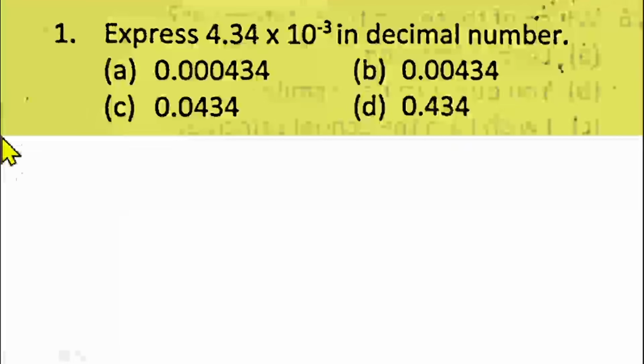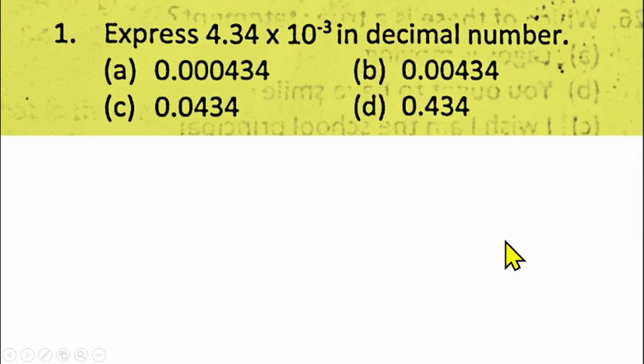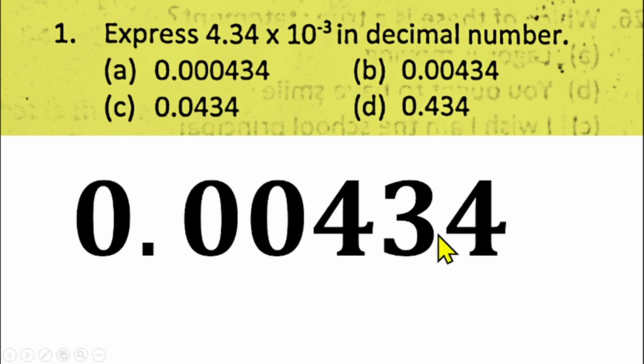Alright, the first question is the one you are seeing on the screen right now, which is the first objective question. The question is from standard form. We are to express 4.34 times 10 raised to the power minus 3 in decimal number. So this is 10 raised to the power minus 3. That means you are moving the decimal point to the front 3 times, and that should give us 0.00434. And that makes option B the correct answer for question number 1.